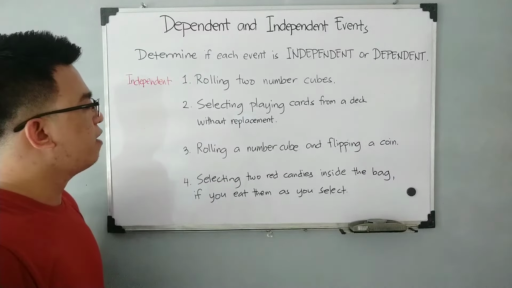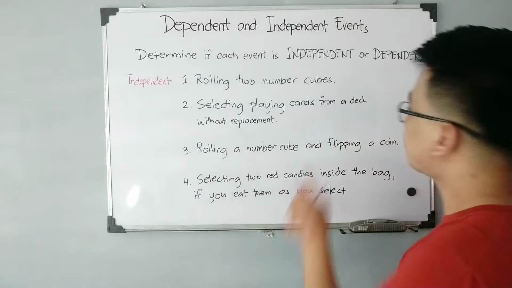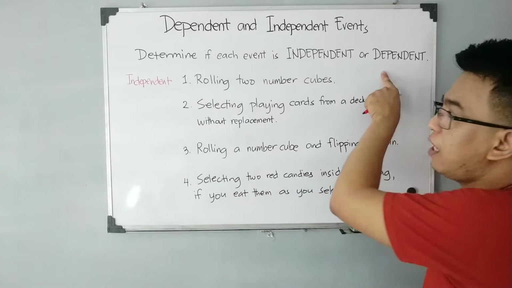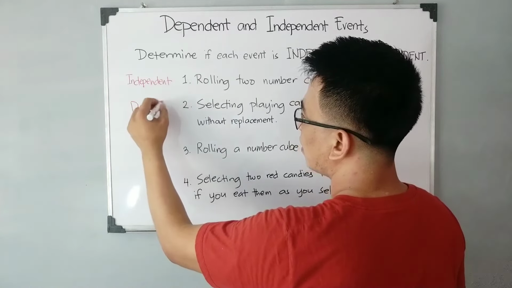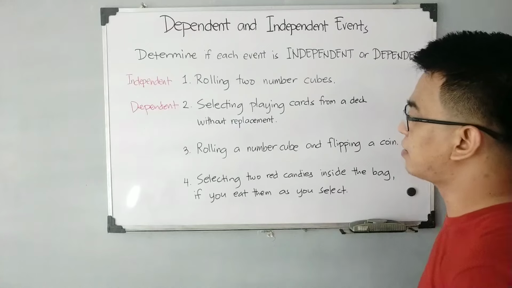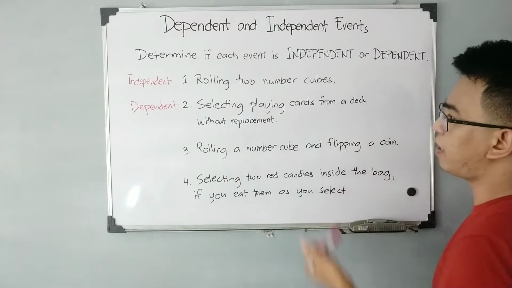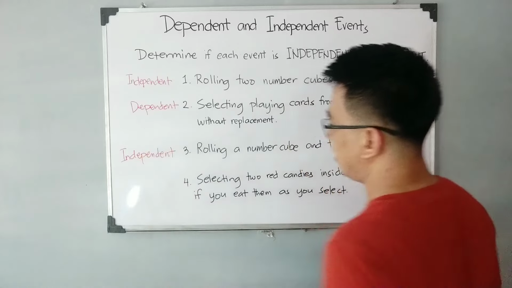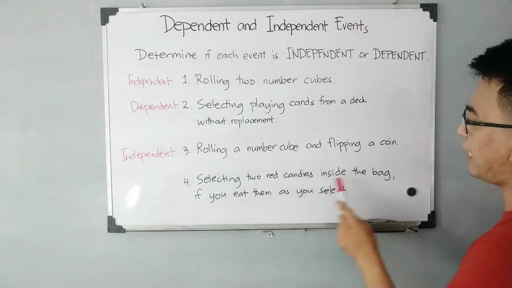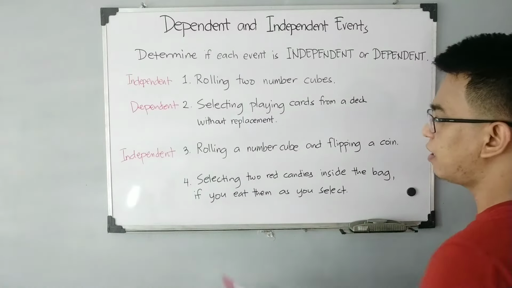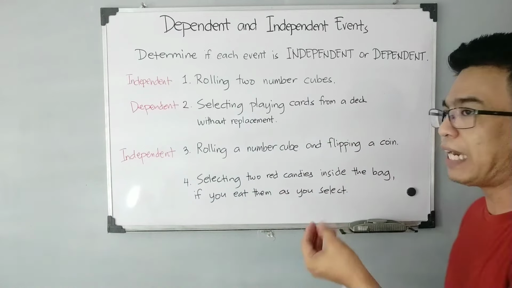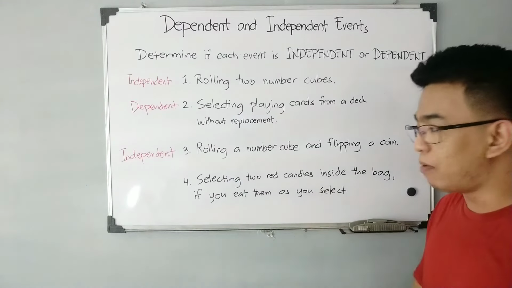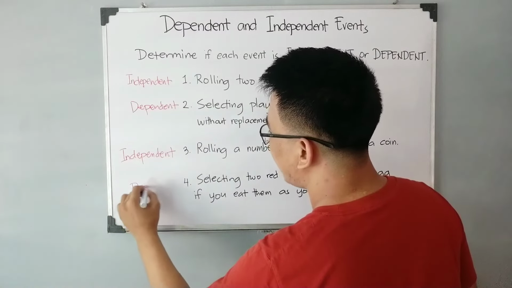Okay, independent event. For number 2, selecting playing cards from a deck without replacement. So clearly, it says here, without replacement. So we will choose dependent as the answer here. It is under dependent events. Number 3, rolling a number cube and flipping a coin. This one is definitely under independent. For number 4, selecting 2 red candies inside the bag, and after you select the red candies, you eat them as you select. Of course, once you eat it, you cannot spit it out and make it a candy again. So definitely, when you eat the candy you chose, it will be gone from the bag. So this one will fall under dependent.